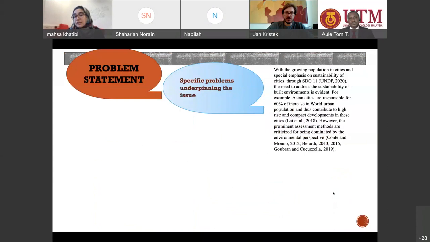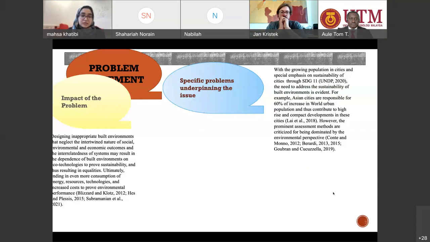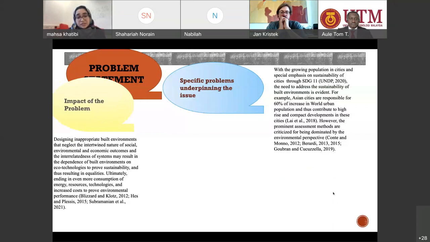Secondly, is the impact of the problem, what it causes. People say that if we only consider the environment and we build environments that do not consider the social and economic outcomes and their interrelationships, then the problem is that we're consuming even more resources, more costs, and a lot of inequalities.